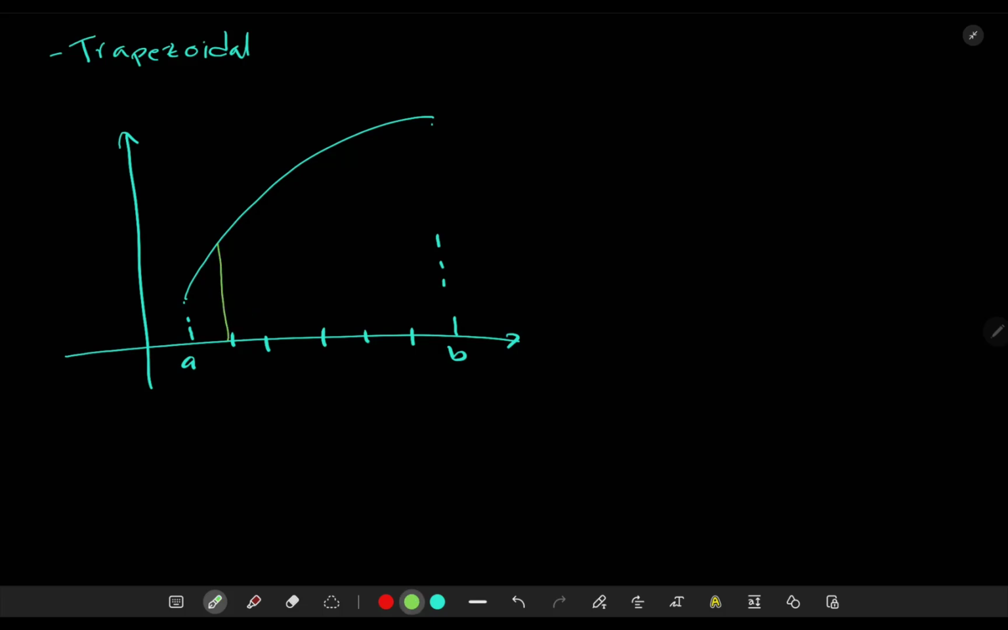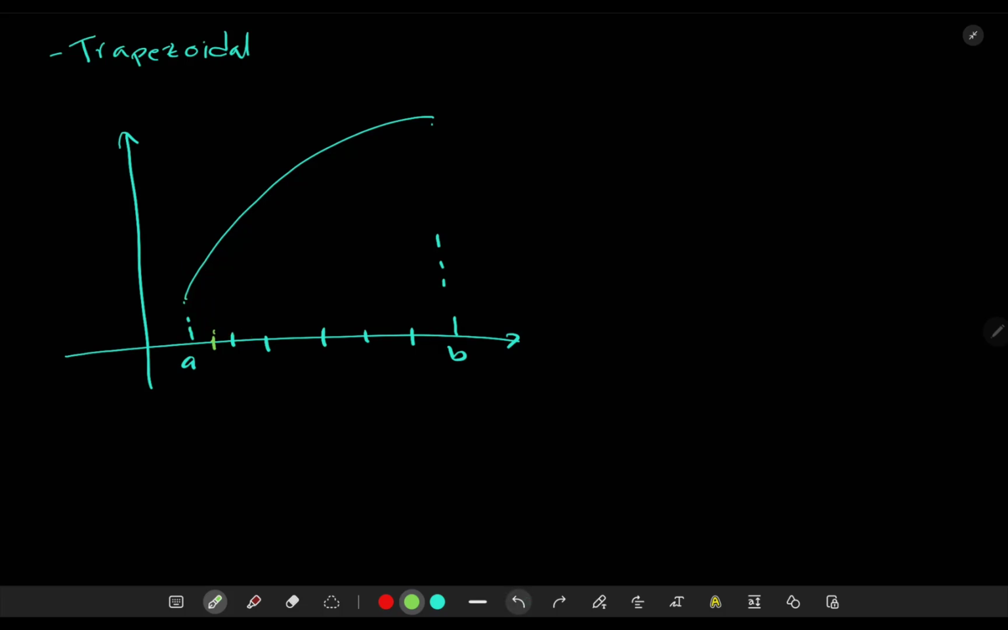And recall what we've been doing. We have done before, at the very beginning, right endpoints. Then we also did left endpoints. Then after that, we did midpoints. And well, the next idea then is make trapezoids.